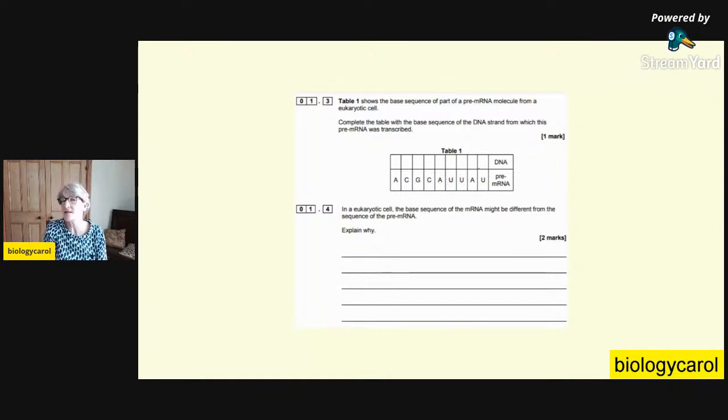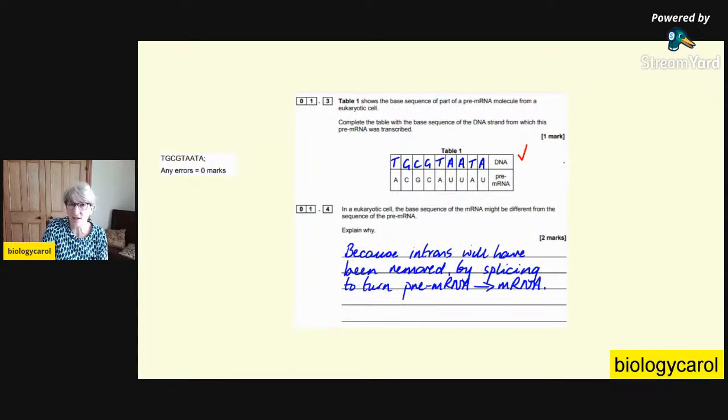And that, of course, is complementary base pairs using the DNA bases. So therefore, I have got T's in this sequence, not U's. So I get the mark there. Why is the base sequence of the mRNA different from pre-mRNA? Well, that's because of the difference between pre-mRNA and mRNA. In other words, the introns have been taken out as a result of splicing. And there's the mark scheme. Here are the notes. And there I've got my marks.